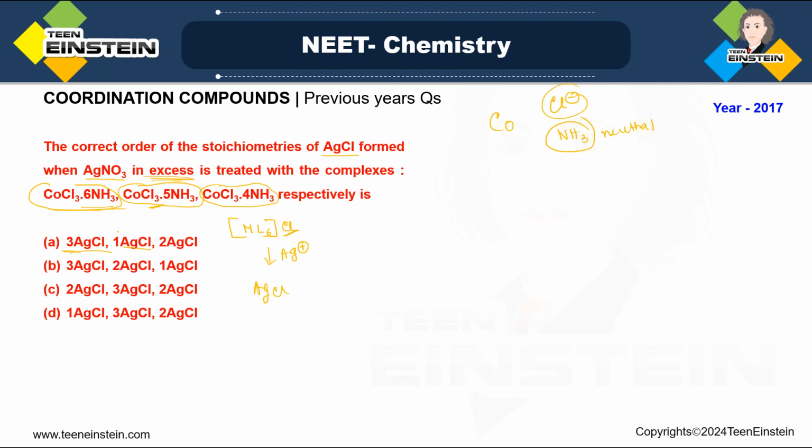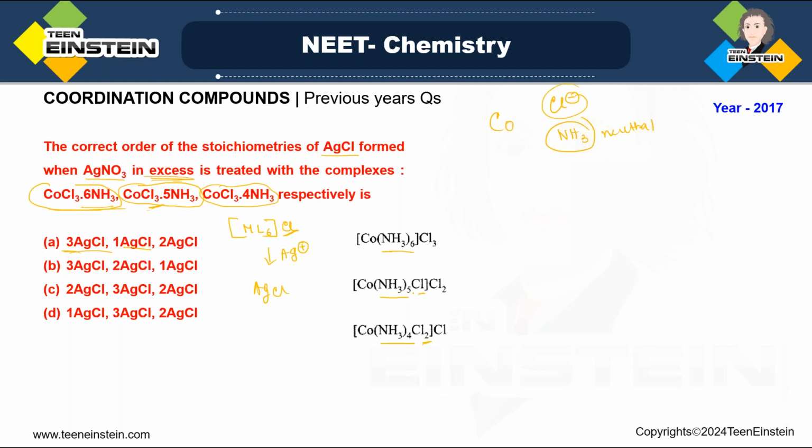Similarly, for the second complex, 5 ammonia must be inside. That means 5 coordination fulfilled. You need 1 more Cl. If it is so, only 2 chlorine, 2 Cl minus will be left outside. So in this way, you have to understand the formula. So this should be the formula. In the first case, all the ammonia inside. Second case, only 5 ammonia, so 1 Cl you need inside. In the third case, you have a total of 4 ammonia, but you need 2 more. So outside only 1 Cl.